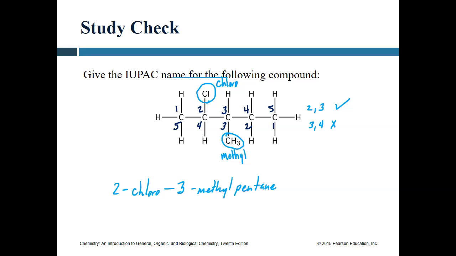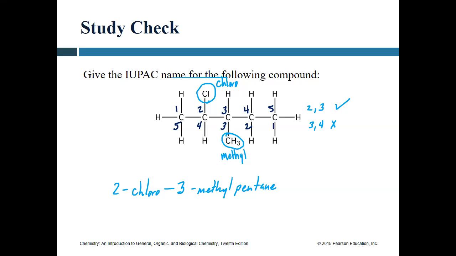So a lot of things just went down there. Let's try to break it up into pieces again. Numbering. We're always going to identify the biggest chain, and we're going to number it. And there's 2 ways of numbering, left to right or right to left. We choose the numbering system that gives us the smallest combination of numbers. So we had 2, 3 or 3, 4. 2, 3 is the smaller combination. To put it all together, we name the substituents in alphabetical order, starting with their location.